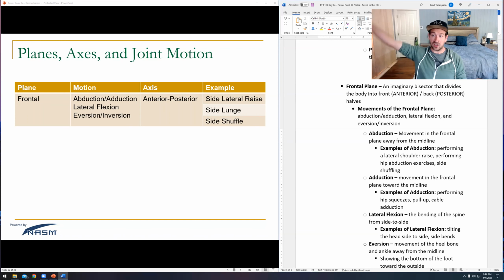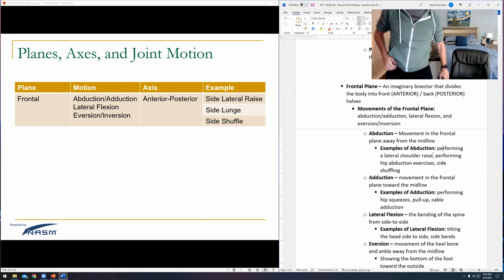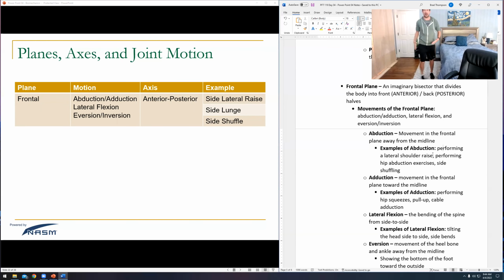It's always still abduction. So abduction is moving away from the midline, your lateral raise, your shoulder press, hip abduction, where you're raising your leg out at the side, right? Or side shuffling. You think about side shuffling, I shuffled to the side, right? Technically, side shuffling has adduction in it as well. Because here's the thing about a side shuffle, right? I'm gonna abduct with my right leg, but then I have to adduct with my left leg.